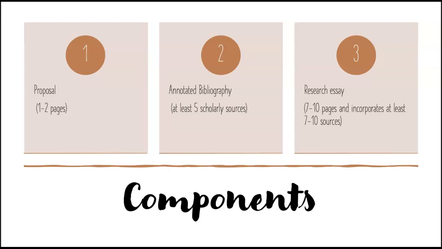The first component of this project is the proposal, which will be 1 to 2 pages and will allow me to check in and approve your topic before you get too far in the research process. Next, you're going to complete an annotated bibliography assignment that will showcase your research progress. This assignment will allow me to see which sources you have found so far and the direction your research is going. All of this is building toward the research essay, which is an argumentative essay that incorporates at least 7 to 10 outside sources and will be 7 to 10 pages long. All of the due dates for each of these components can be found on the assignment sheet.